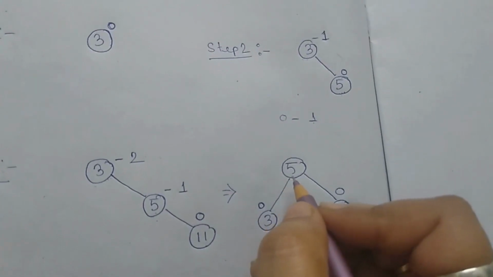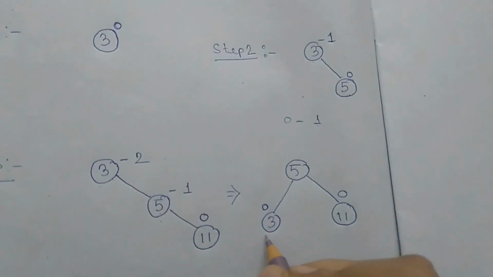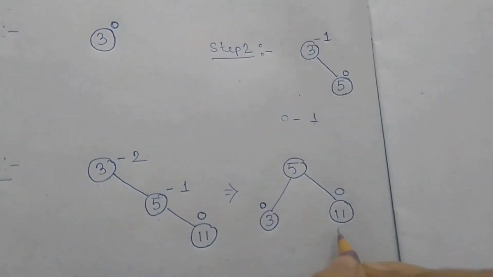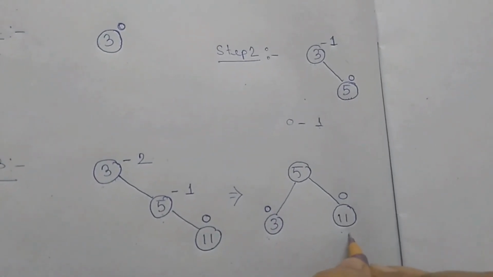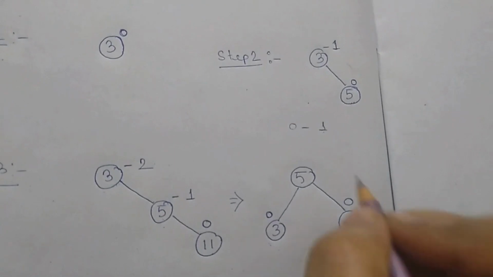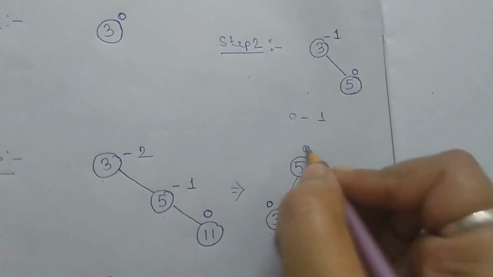And when we calculate the 5 value, that is left subtree minus right subtree. Left subtree value is 1, right subtree value is also 1. So 1 minus 1, the value is 0.